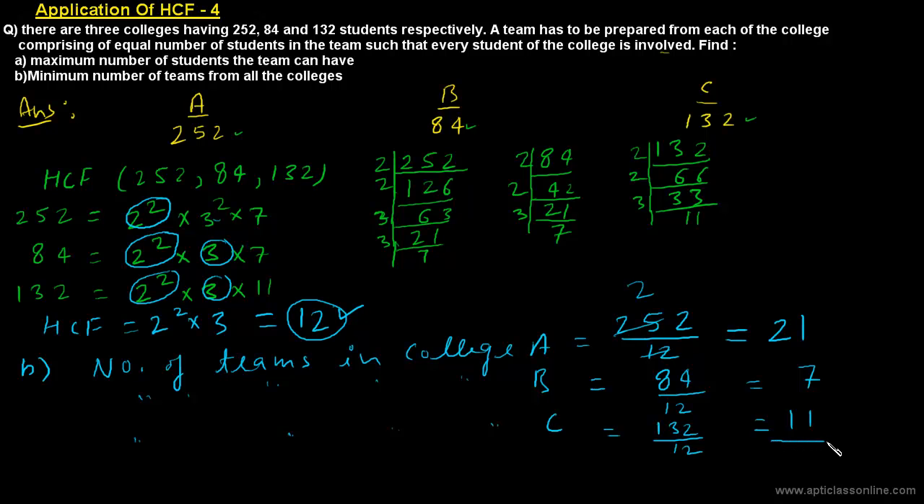So the total number of teams is 7 plus 1, 8 plus 1, that is 9, 2 plus 1, that is 39. So 39 is the total number of teams comprising all the colleges A, B and C, which is minimum. So the minimum number of teams from all the colleges is 39. We will see more examples in the next class.